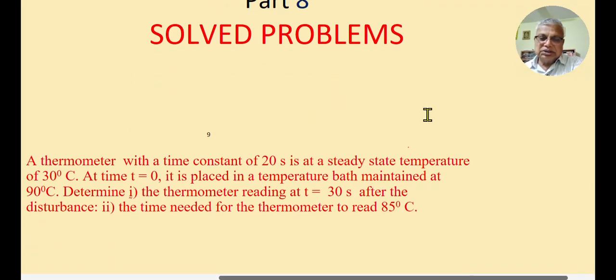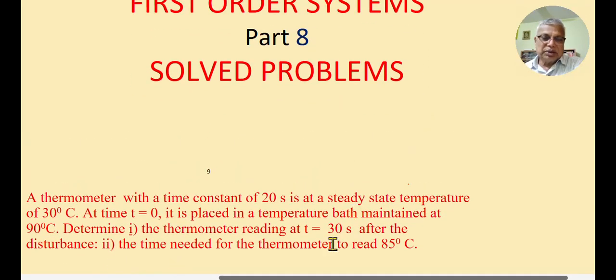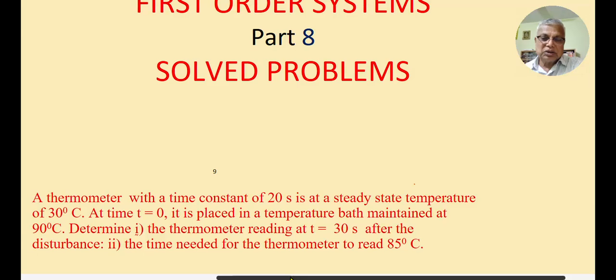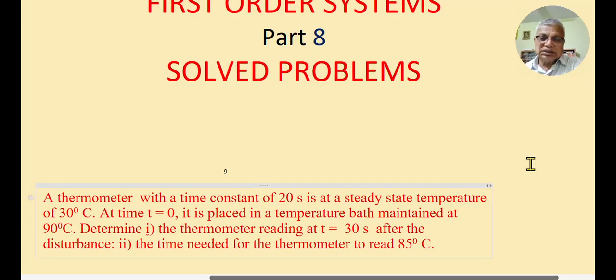The problem is this: a thermometer with a time constant of 20 seconds is at a steady state temperature of 30 degrees Celsius. At time t equal to 0, it is placed in a temperature bath maintained at 90 degrees centigrade. So you have to determine two things. One is the thermometer reading at t equal to 30 seconds after the disturbance. And second, what will be the time required for the thermometer to read 85 degrees centigrade.